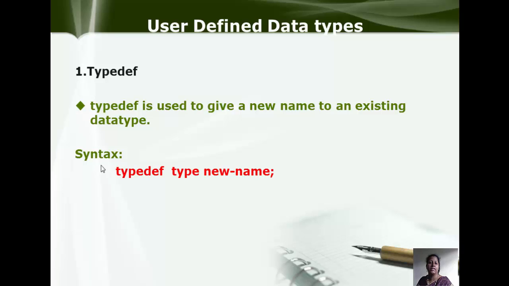For declaring, typedef is a keyword, and next you'll have a type. This is one of the valid data types. It can be an integer, a character, a float, or a double. And next is the new name that you are giving to your data type.